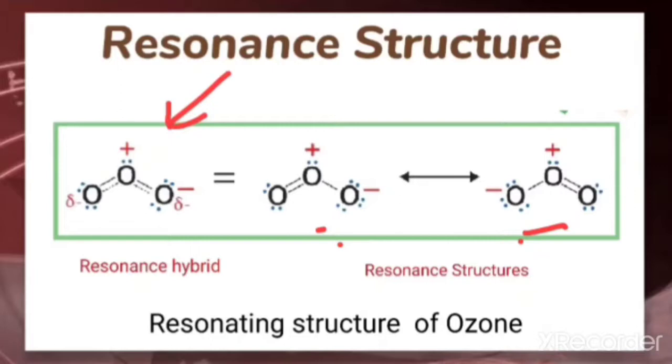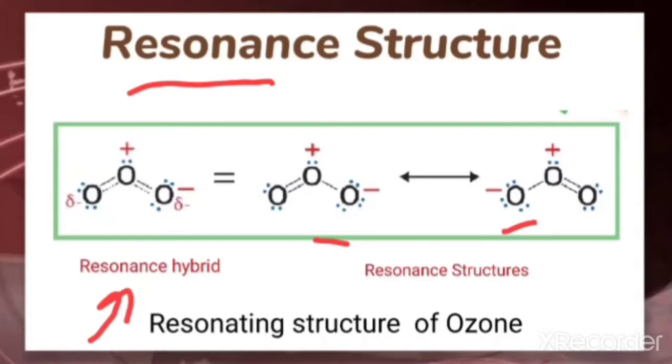That is, if a molecule can be assigned two or more structures, as shown here, and none of these is capable of describing all the known properties of the compound, then the actual structure is the intermediate or the resonance hybrid of these structures. This phenomenon is called resonance, these structures are called resonating structures, and the intermediate of these structures is called the resonance hybrid.